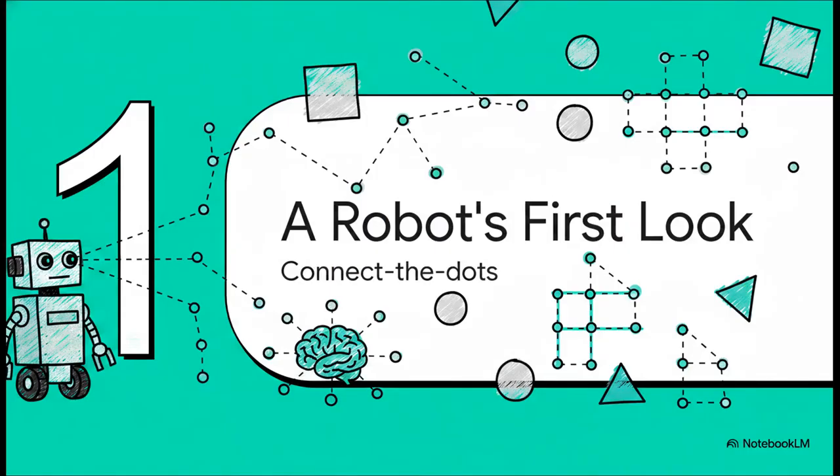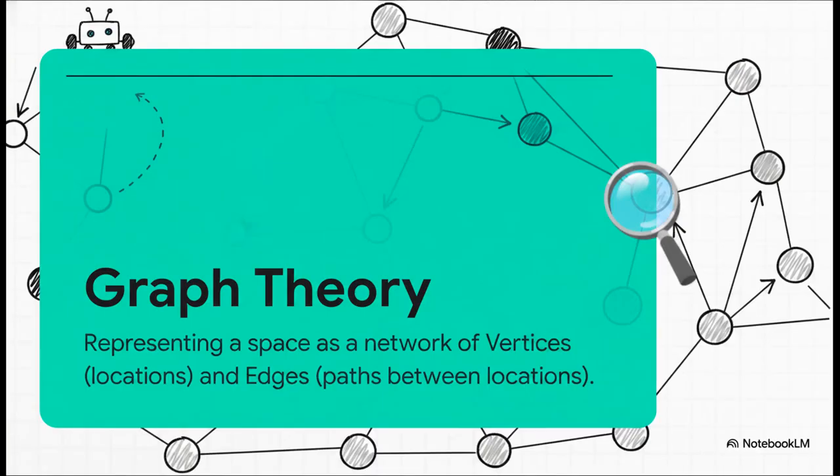Okay, so before a robot can even think about moving, it has to translate our messy, complicated world into a language it can actually process. And the way it does that is by turning everything into a giant, simplified connect-the-dots puzzle. And the tool for that comes from mathematics. It's called graph theory. The building blocks here are super simple.